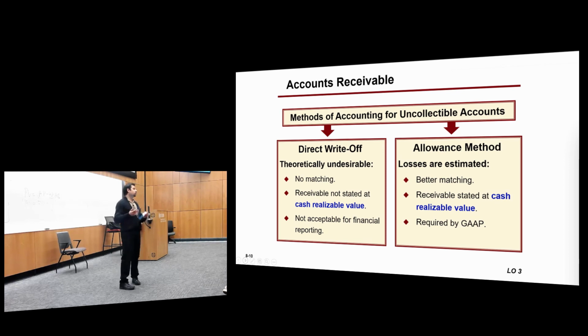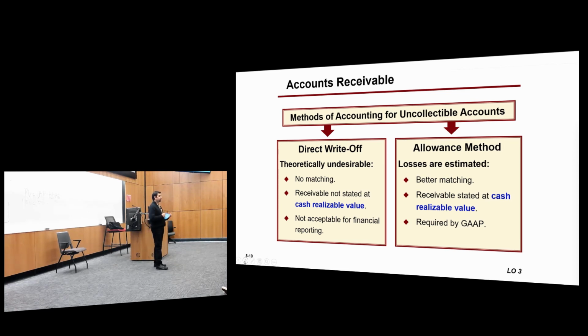You can do it in one of two ways. Direct write-off. Basically, any account receivable that is not collected, you write it off. You say that, okay, this account receivable, I'm never going to have it. As a result, this is a loss, and you debit that to bad debt expense. Basically you say that this account doesn't exist anymore. You write it off.